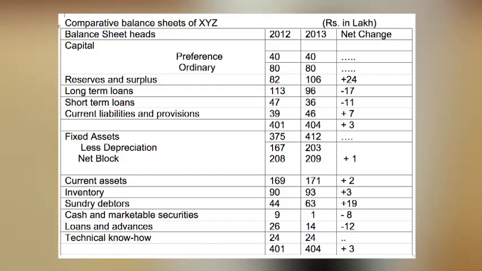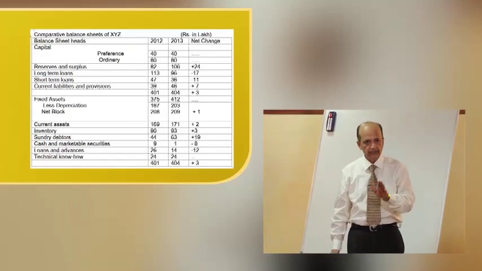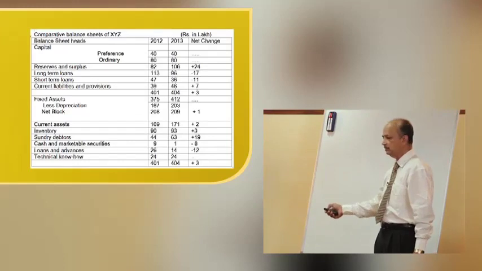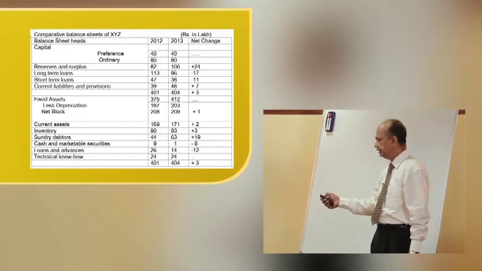Capital comprises equity and preference shares, that is maturity above 12 years. So the preference share capital is 40 lakhs in 2012, and in 2013 also 40 lakhs. Ordinary capital, ordinary equity, is 80 and 80. Both years have the same data, the same equity. The reserves and surplus are 82 and 106. That shows there is an increase to the extent of 24 lakhs. There is a net change between these two years' positions.